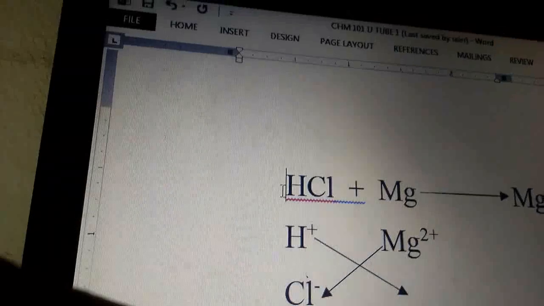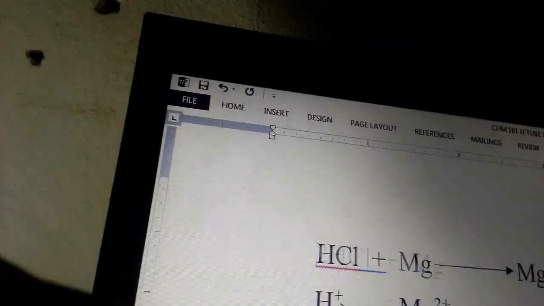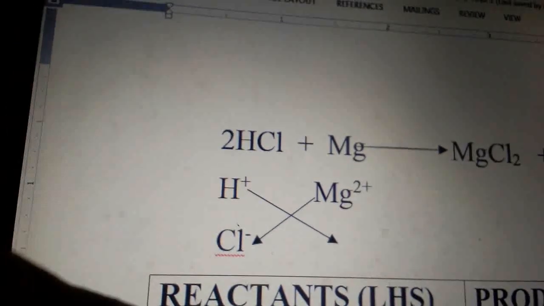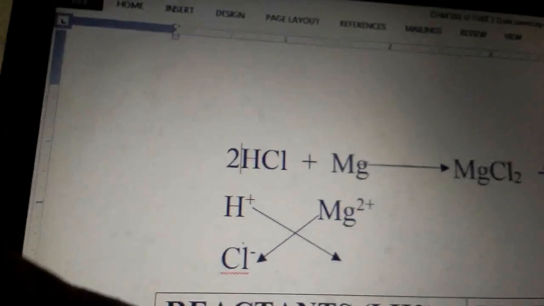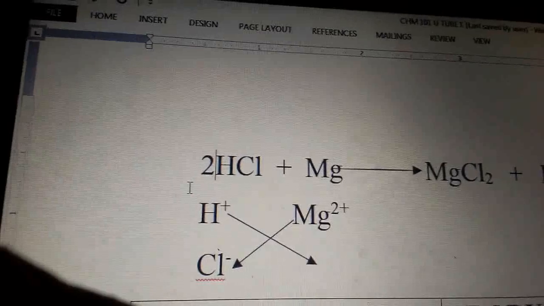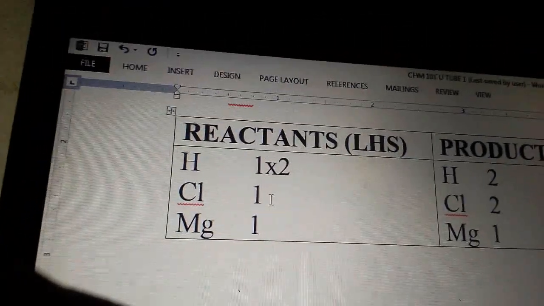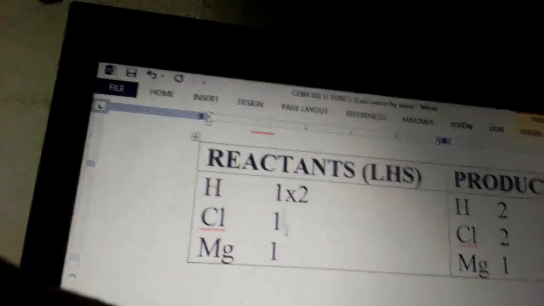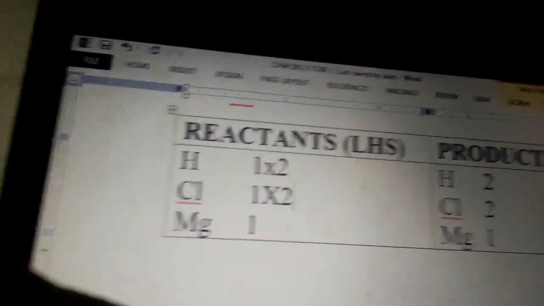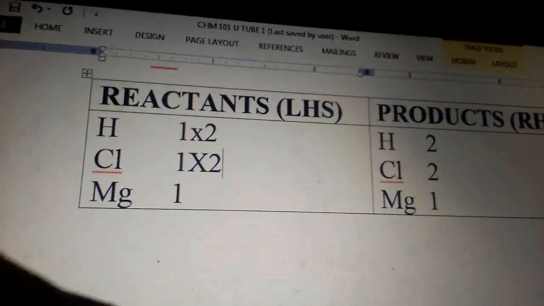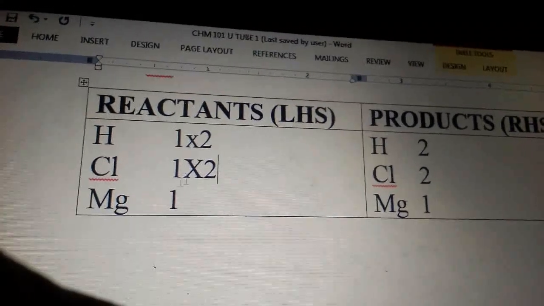Hydrogen is in the substance HCl. We now put 2 in front of HCl. And that makes chlorine now also to become 2. We go to the table and reflect it on the table. Hydrogen is 2. So chlorine is also 2. Move to chlorine. And then also apply chlorine by 2, making it 2. So by balancing hydrogen 2, we also balance chlorine as 2.